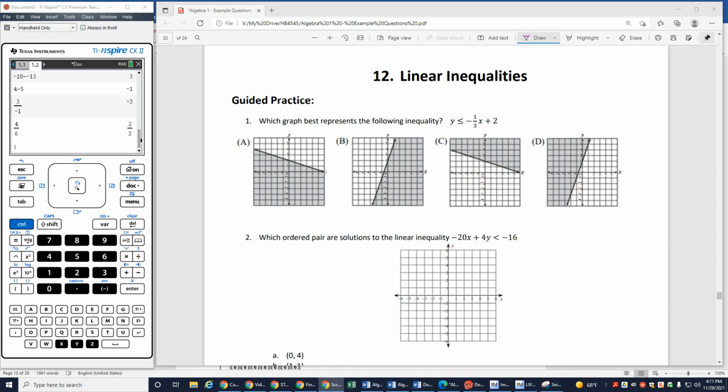Hi, welcome back. In this video, we are going to look at linear inequalities. And this one, we're definitely going to want to use our graphing calculators to help us.